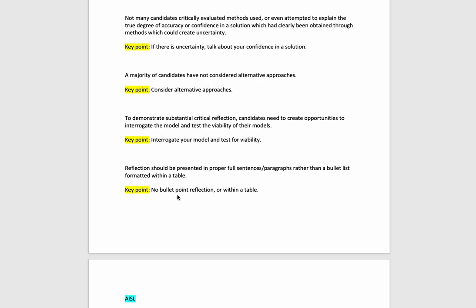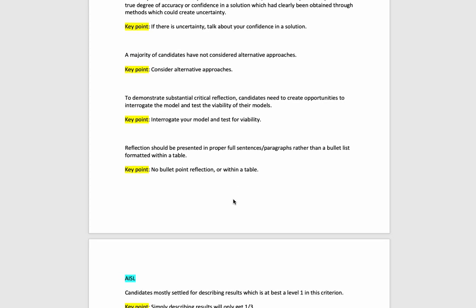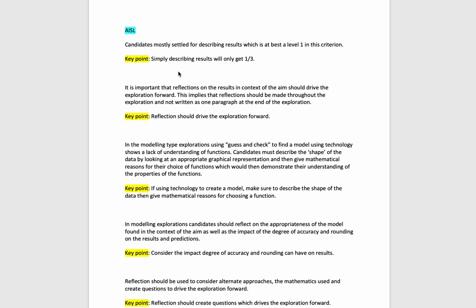No bullet point reflection or within a table. So sometimes people say, here is my reflection, and they give a table of all the different points. They don't want that. So don't do it. Simply describing results will only get 1 out of 3. Reflection should drive the exploration forward. Now, they talk about this a lot, about driving the exploration forward.